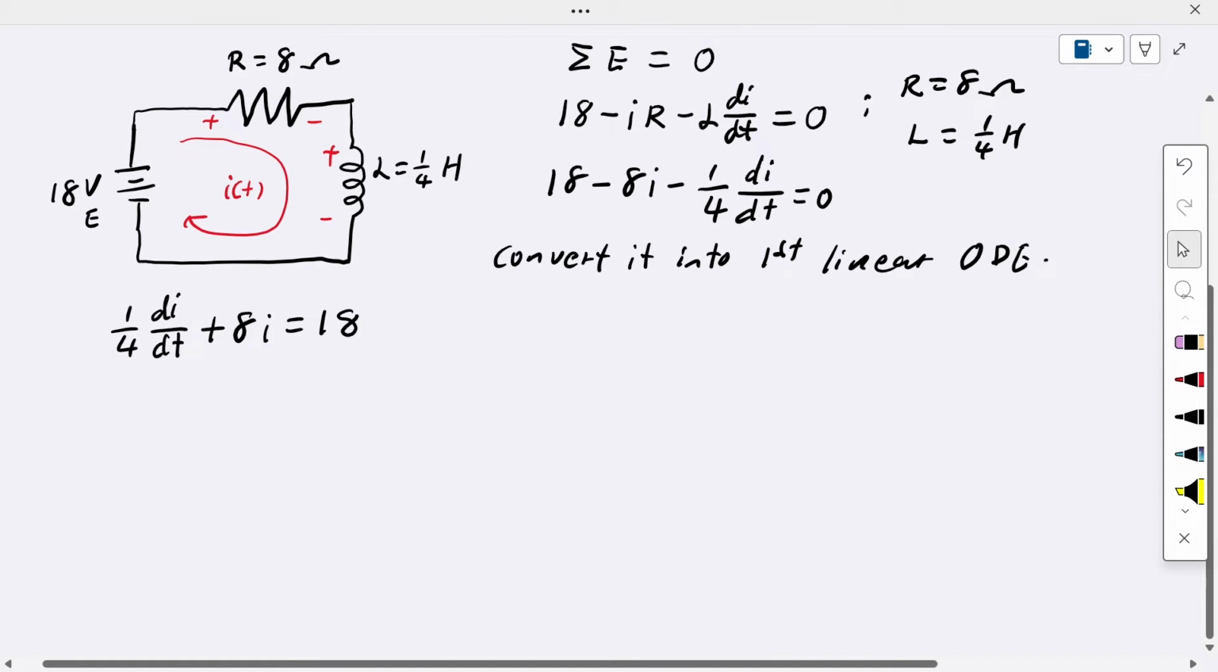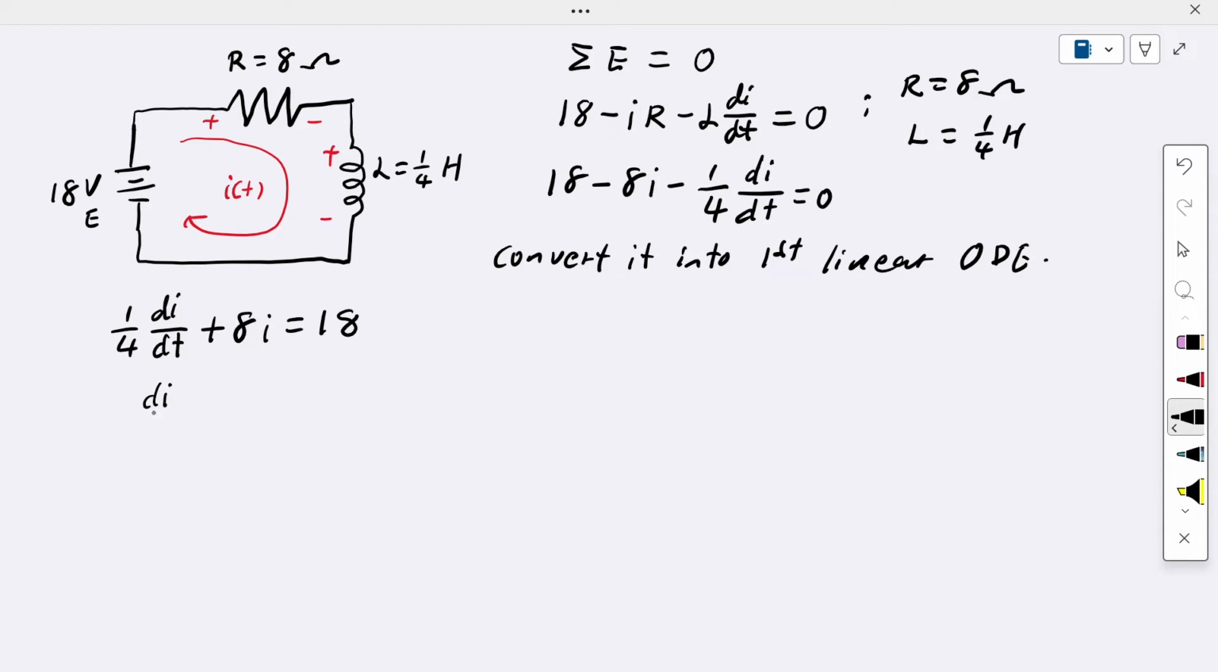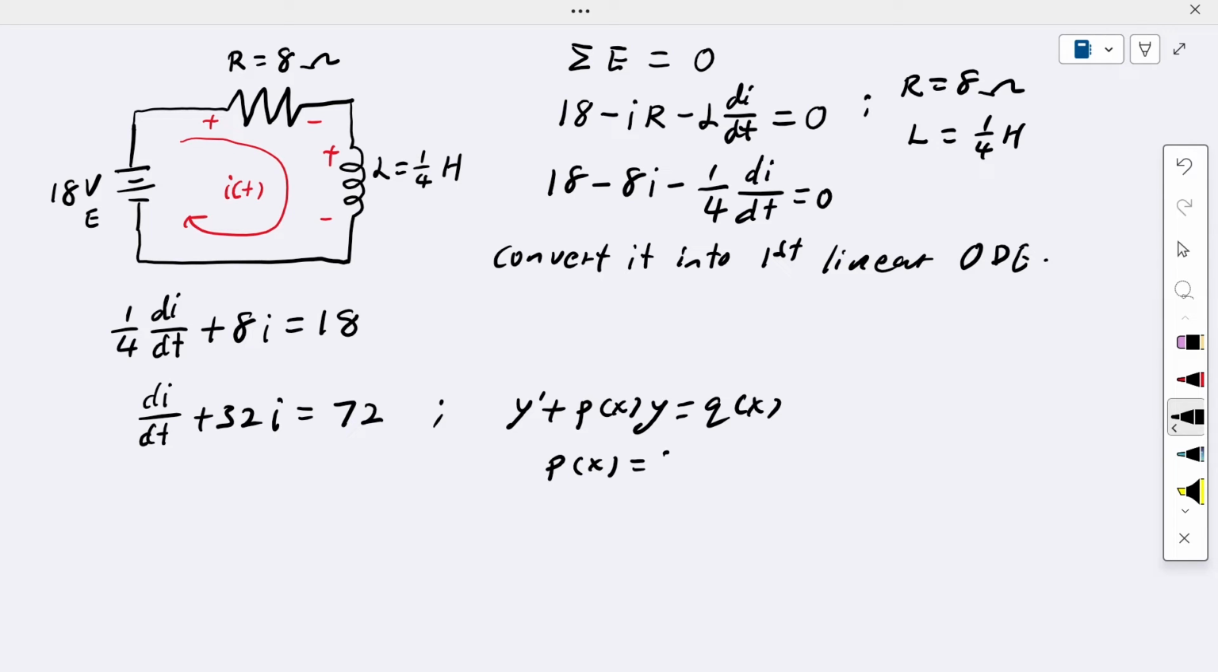So after the conversion, we're going to multiply the whole equation by 4. So we get a coefficient value for dI/dt of 1. Here we get 32I equal to 72. So this is equivalent to the form y prime plus p(x)y equal to q(x). So in this case, we know that p(x) is equal to 32, and our q(x) is equal to 72.